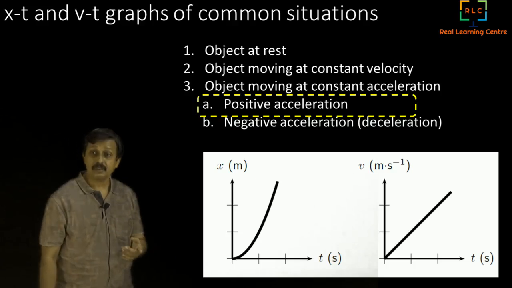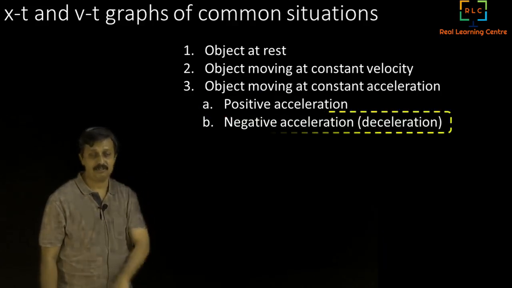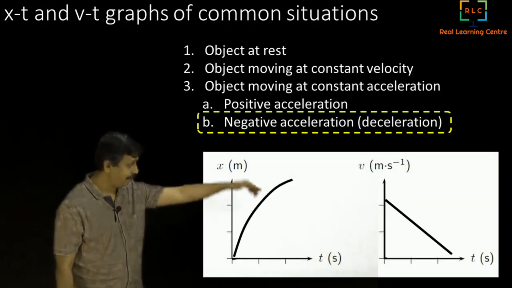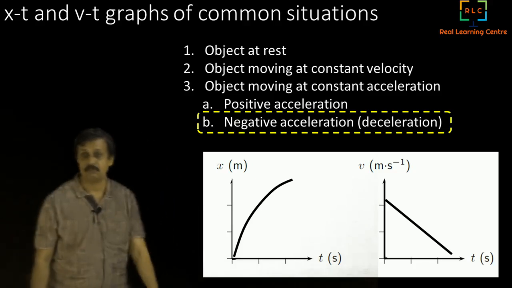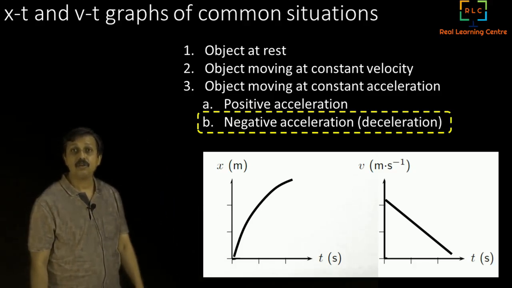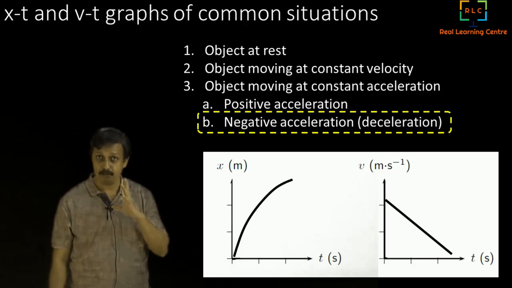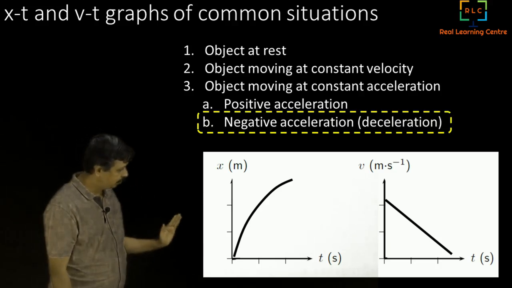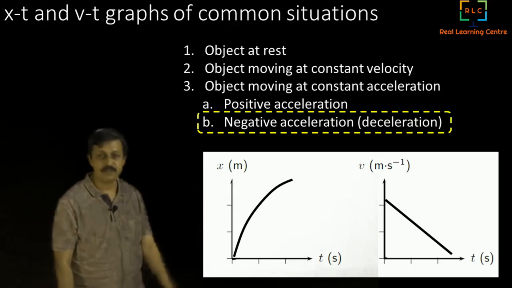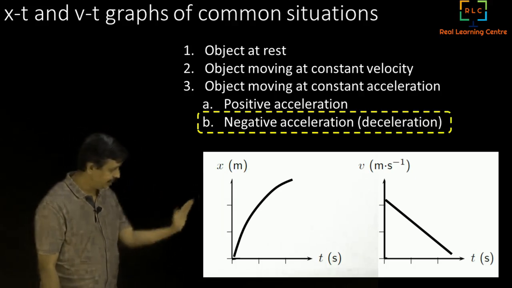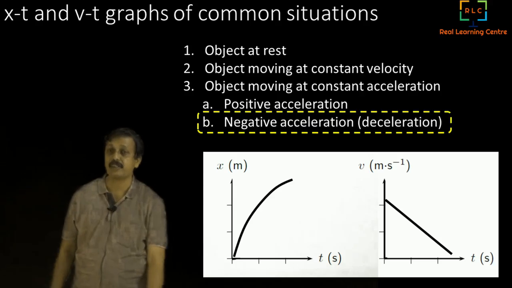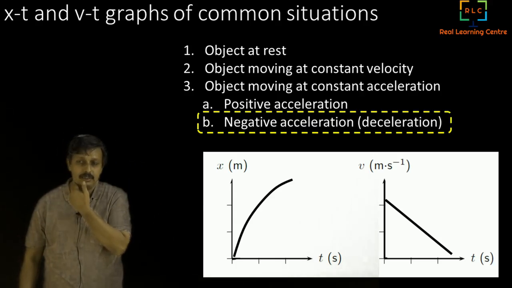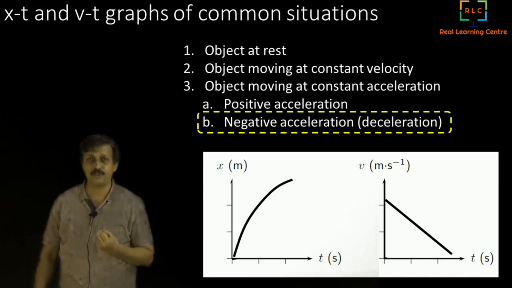Now, what about negative acceleration? Initially it had some velocity, as you can see by the v-t graph, and slowly the velocity comes down in a straight line. So initially it travels more distance, and gradually it travels less and less distance. So that is this kind of bent curve, bent later as it goes forward. This is basically a negative acceleration curve. These are some of the common situations.